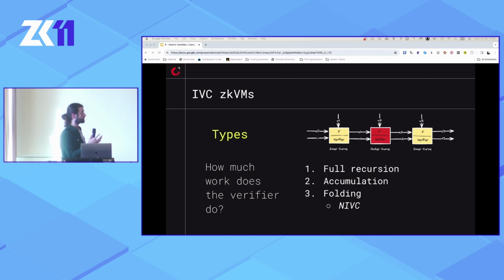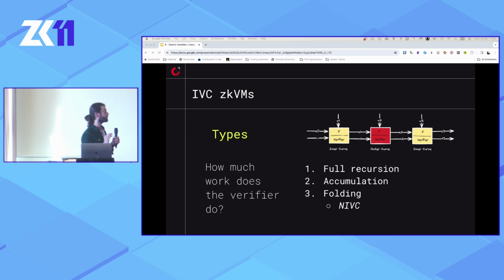And depending on how much work the verifier does, we have different variants of these IVC schemes. If we have a full verifier algorithm inside of each of these step transitions, we have full recursion. Accumulation brought some delaying of the verifier up to the last step, with the decider. And then folding, which is currently the most widely used type of IVC ZKVM, allows us to delay all of the verifier work except for the folding, so to prove that the folding is done correctly up to the last stage.